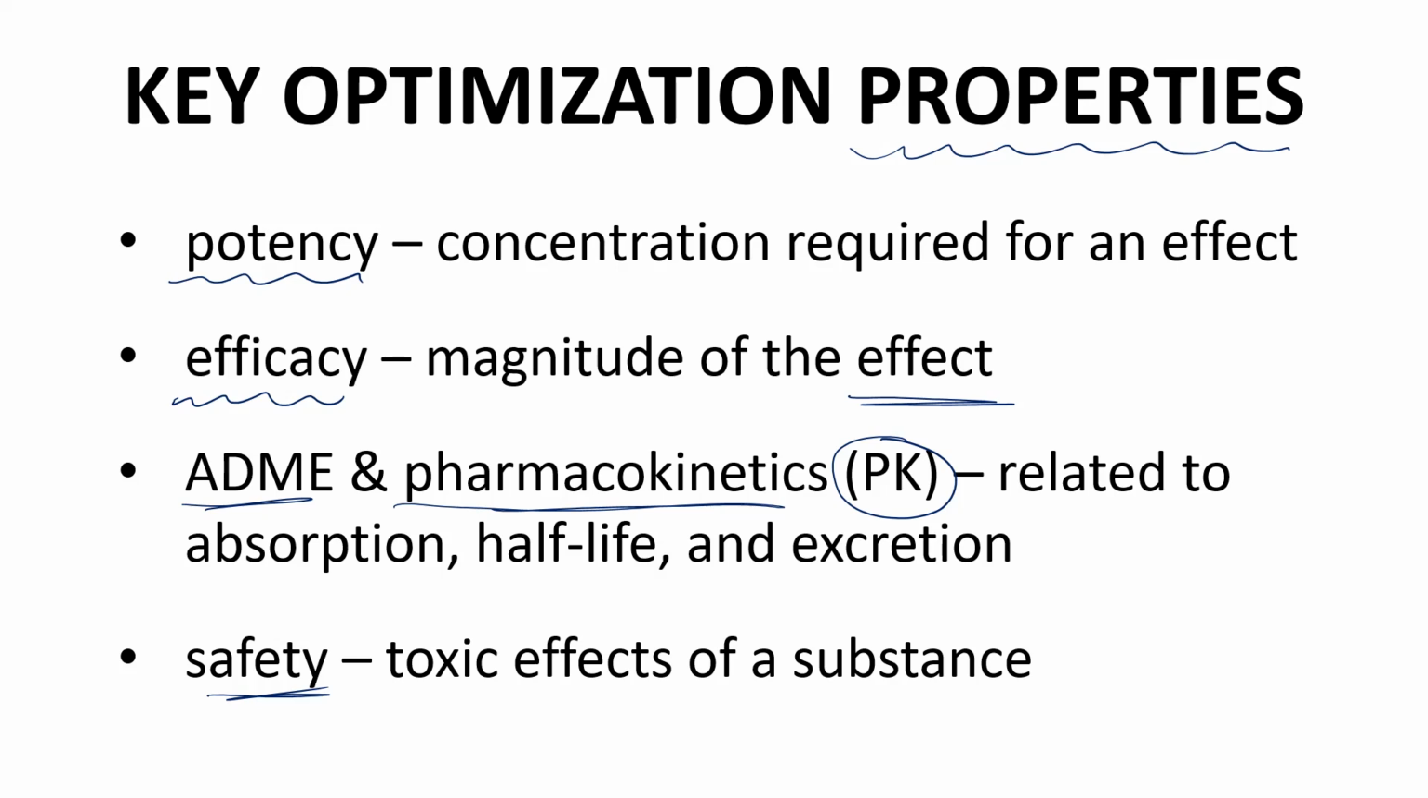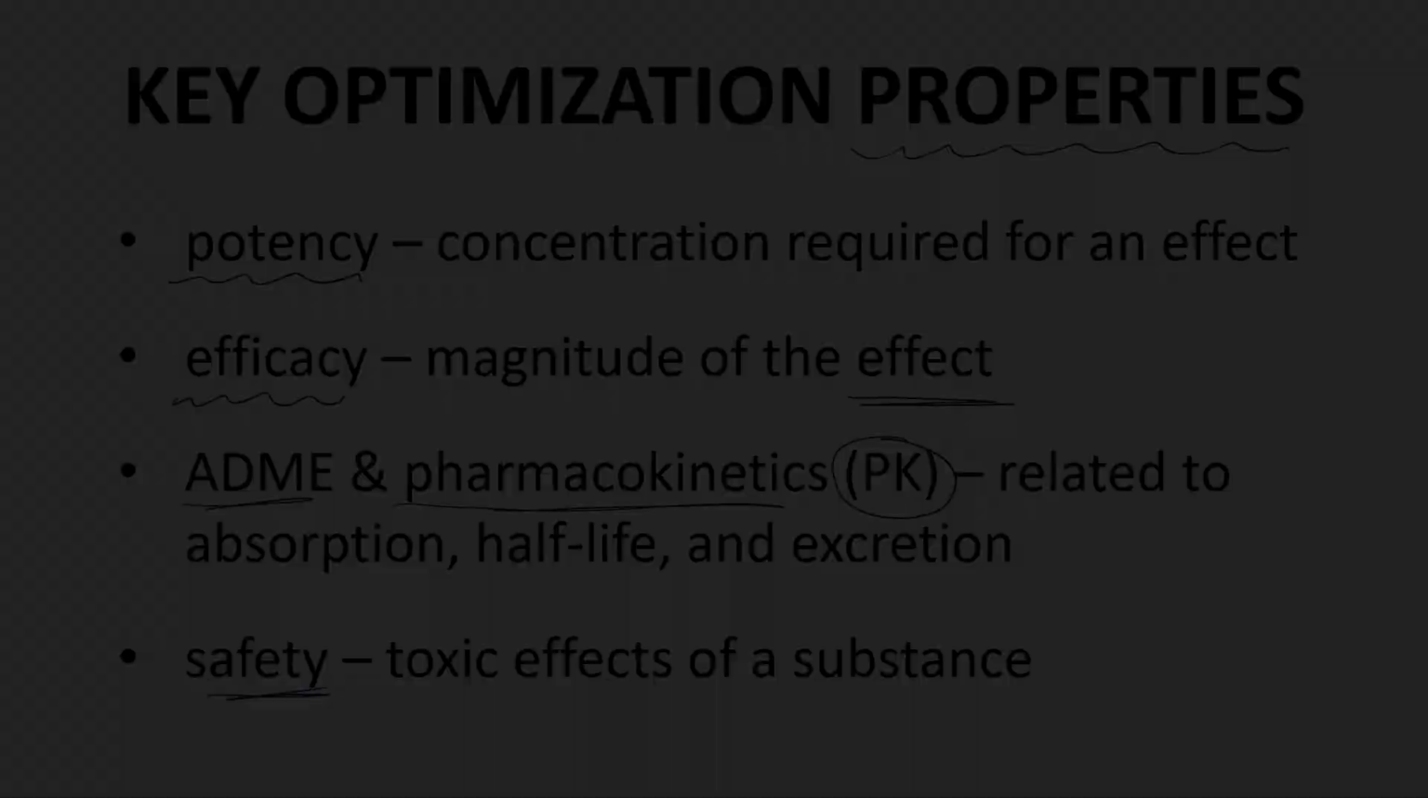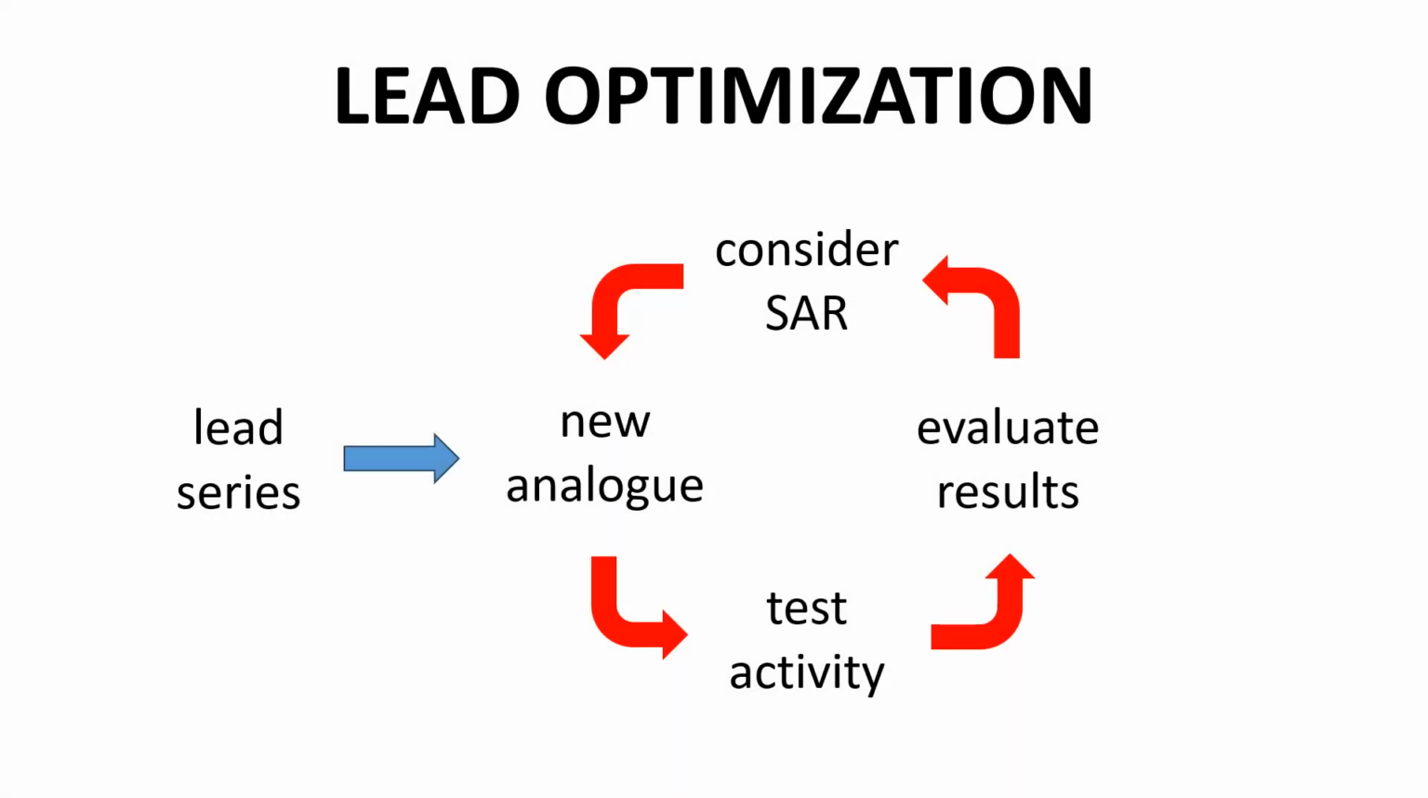How are these properties tested? Initially through in vitro assays and later with in vivo studies. Let's see how this process works. The process is highly iterative, with feedback in each cycle. Let's say that we start with the lead series and select a new analog. We will perform many tests. These could be multiple in vitro assays or in vivo studies in preclinical species.